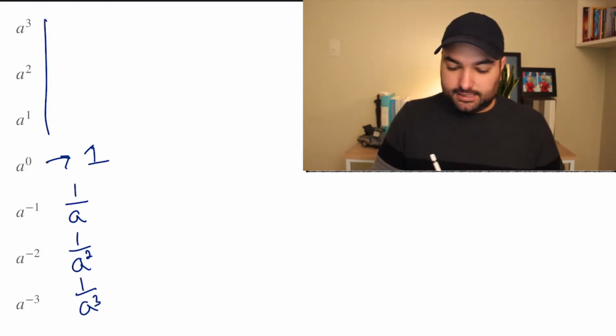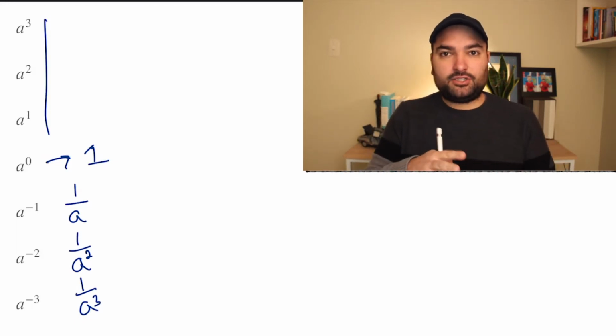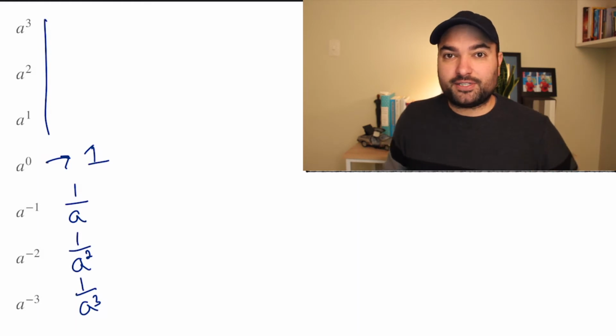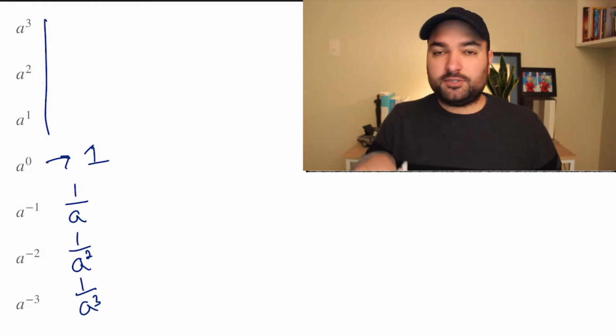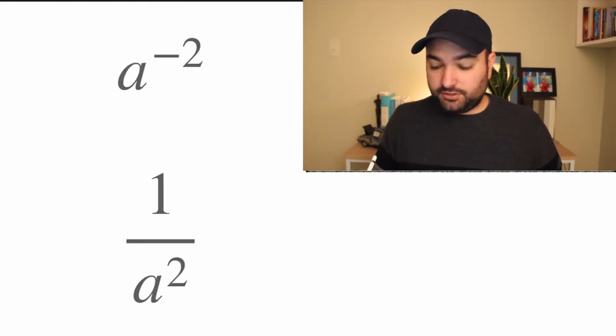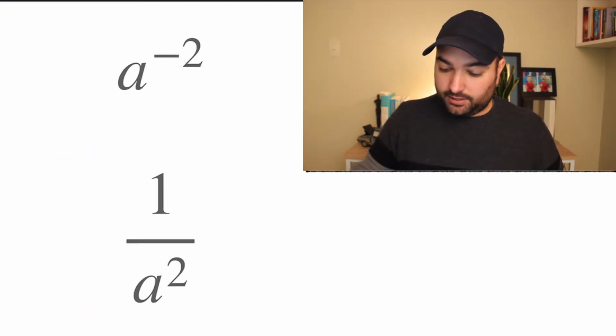So this is how you change the representation of negative exponents. And this is what a negative exponent means. It means that whatever that term is, it's going to be in the denominator. A to the power of -2 turns into 1 over a squared.